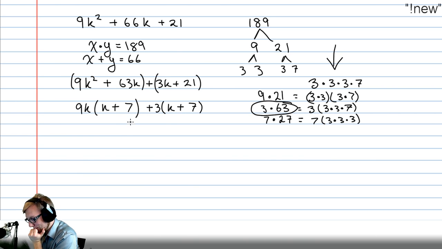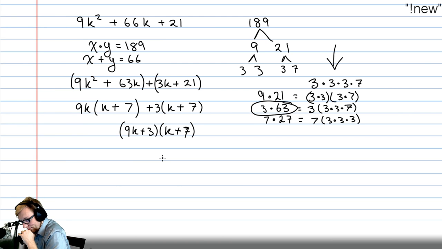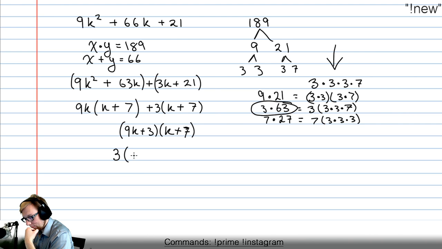End result you get 9k plus 3 and then k plus 7. Okay. Is there anything else you can do to this to factor it out? You can get rid of the k's. No, not k. Get rid of the 9 and the 3. Then how would you do that? Simplify it down so you get 3k and then your same thing in your other set of parentheses. So you'd have 3k plus 1, k plus 7.